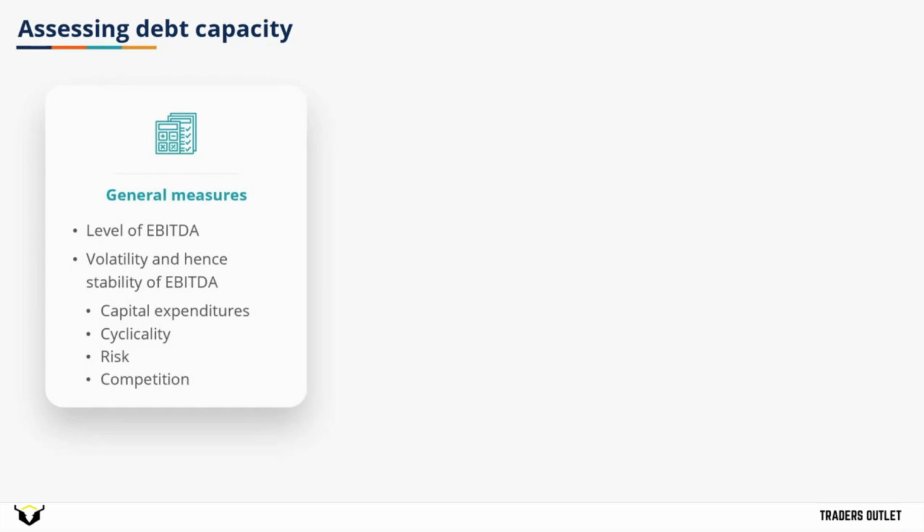So we can look at some general measures such as the company's profitability. EBITDA, or earnings before interest, taxes, depreciation, and amortization, is one of the most commonly used metrics. Lenders will also look at the company's volatility of EBITDA to see how stable the business is. It will also look at the company's capital expenditure requirements, any cyclicality, risk in the industry, and the level of competition, among many, many other things, to assess the overall attractiveness of lending to this company.